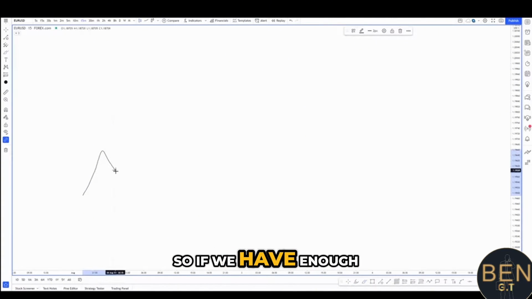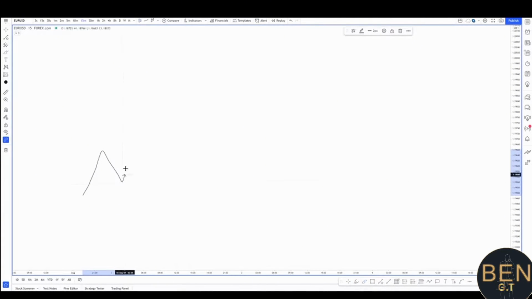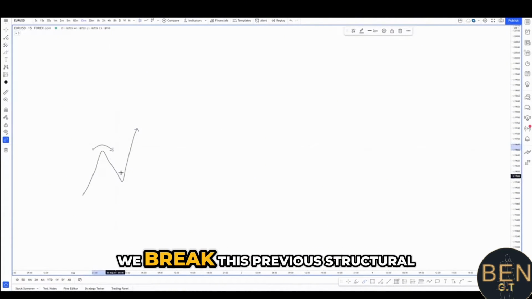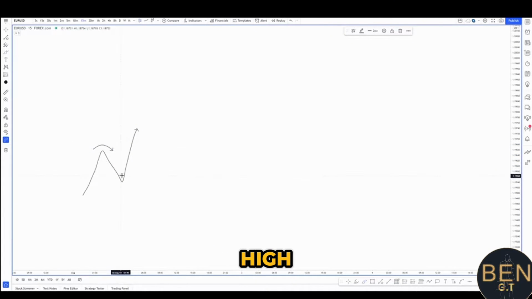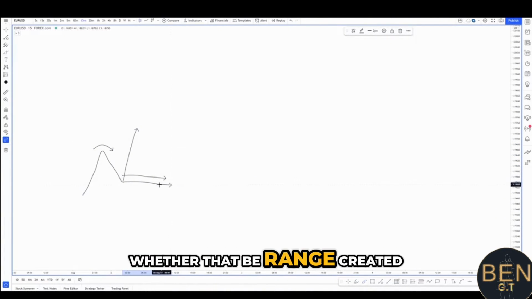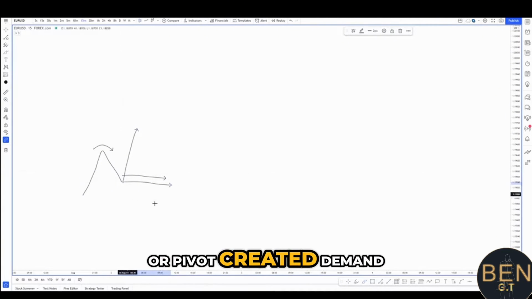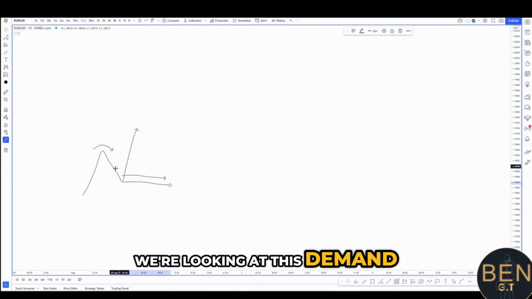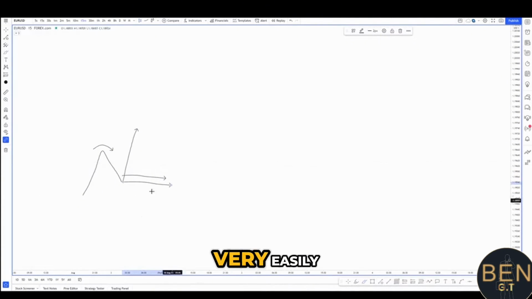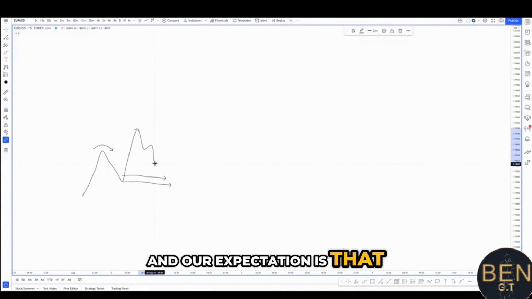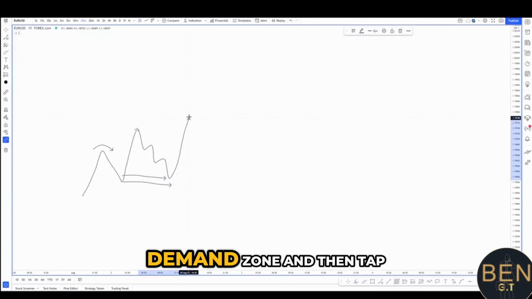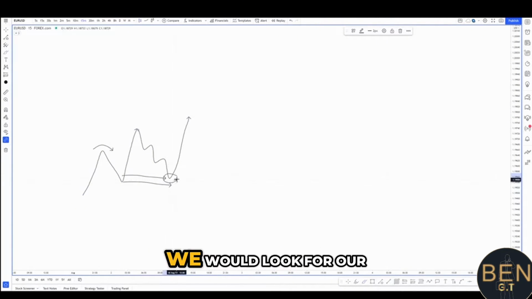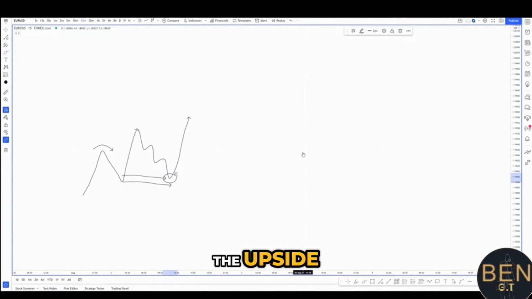So if we have an uptrend, for instance, price moves to the upside, we break this previous structural high, we form a demand zone, whether that be range created demand or pivot created demand, we're looking at this demand zone. So what we can see very easily is that price has broken the previous high, and our expectation is that price would return back to that demand zone and then tap into it. We would look for our entry and it would move to the upside.